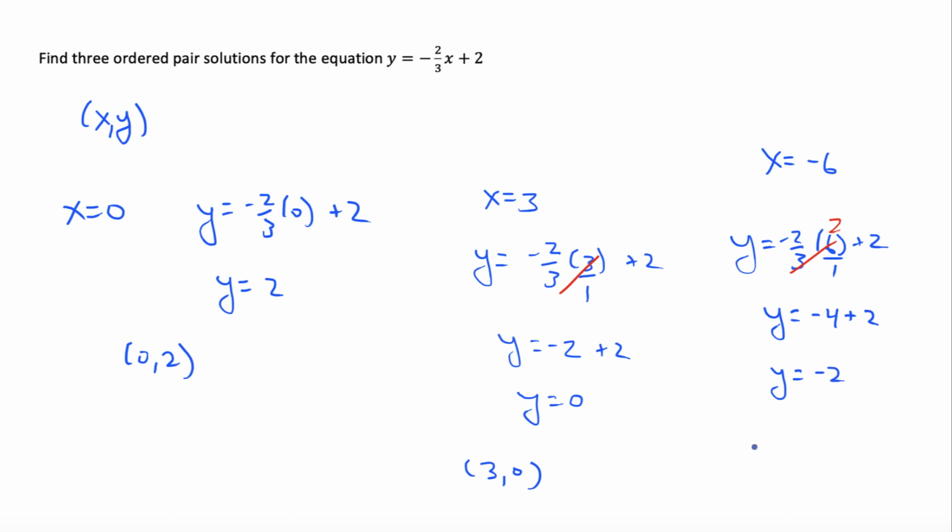So our third ordered pair that we found is negative 6, comma, negative 2. Once again, these are just 3 of the infinitely many ordered pair solutions that this equation will have.